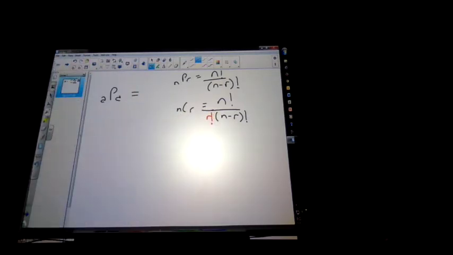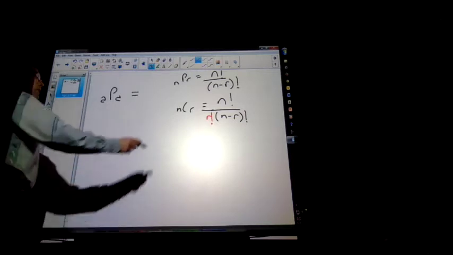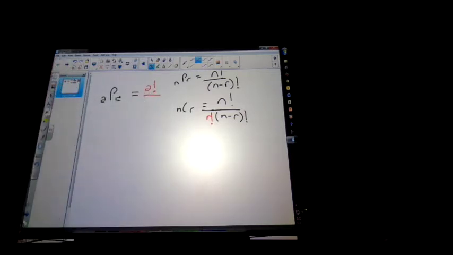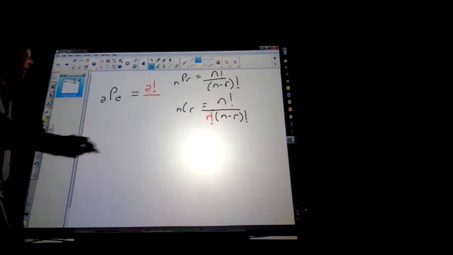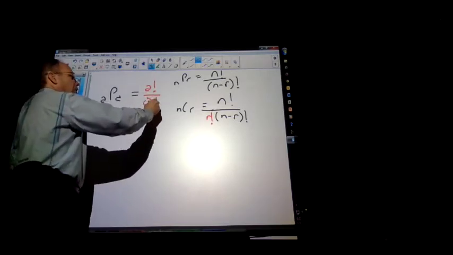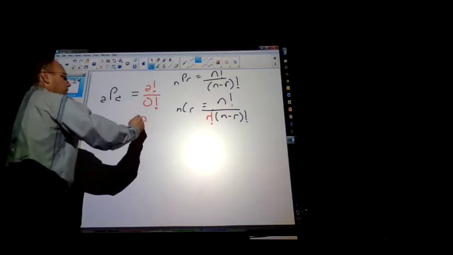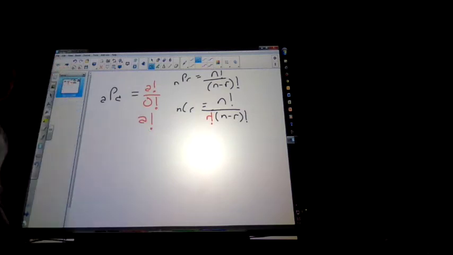So, aPa, where a is representing anything. On top, I have a factorial. Agree? What do I have on the bottom if n minus r takes place? a minus a, which is 0. And what is 0 factorial? 1. So what's the answer to this? a factorial. Okay?